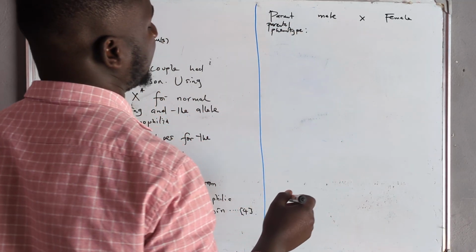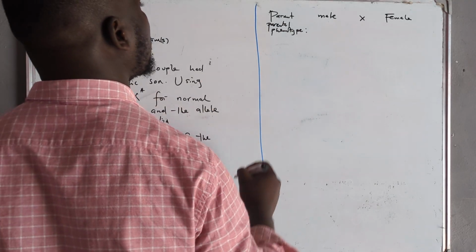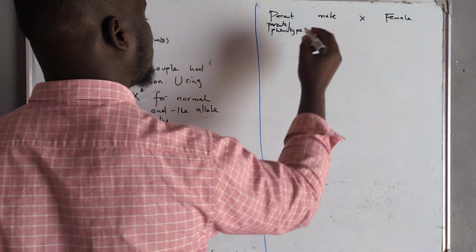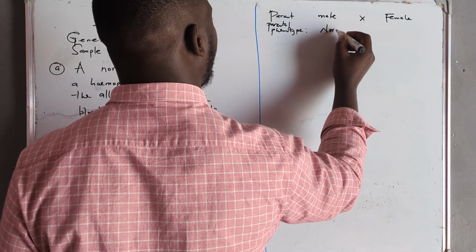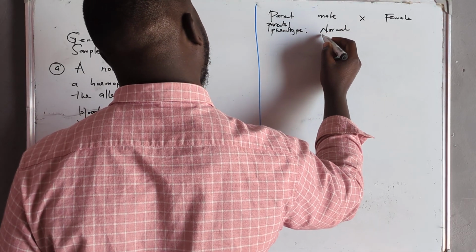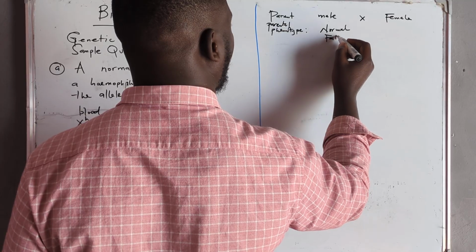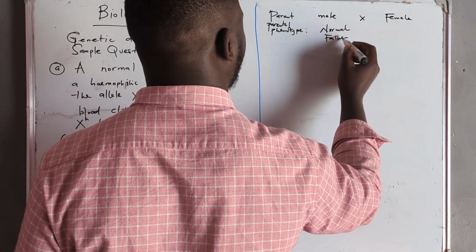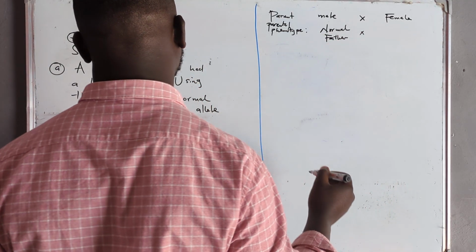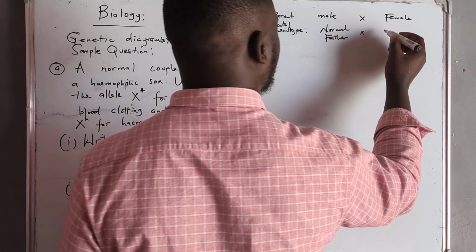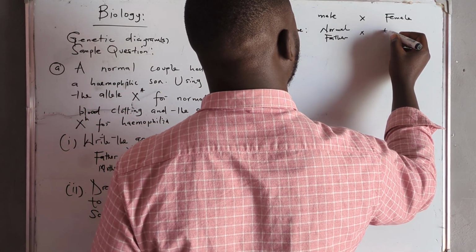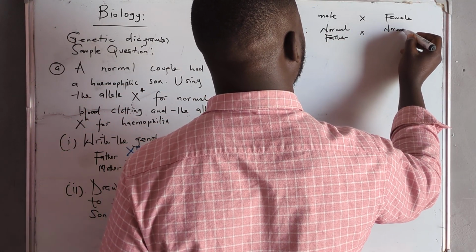What do we have here? We discover that they are all normal. So normal father, crossing with the normal mother.